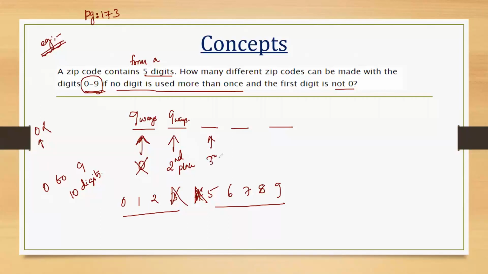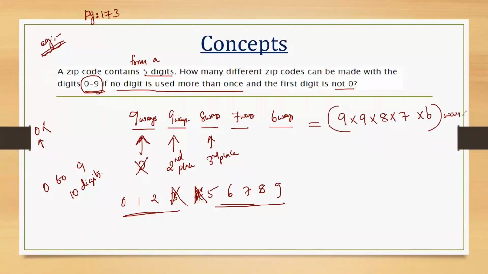Again, third place. How many numbers are possible? 8. Good. So 8 ways. Then the fourth, 7 ways. Then the last one, 6 ways. So we need to multiply it. Don't find the exact value here, leave it as it is. So the total number of ways is 9 into 9 into 8 into 7 into 6.